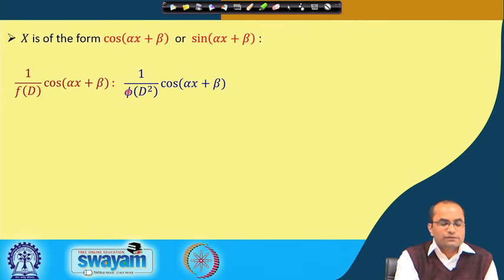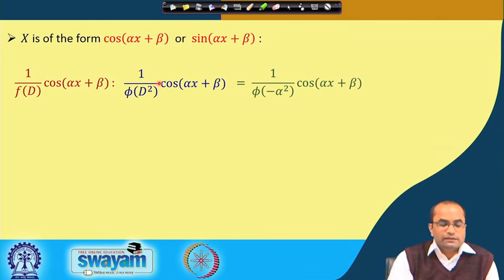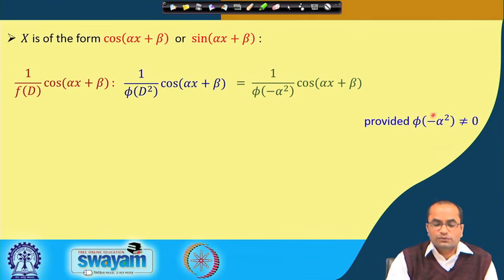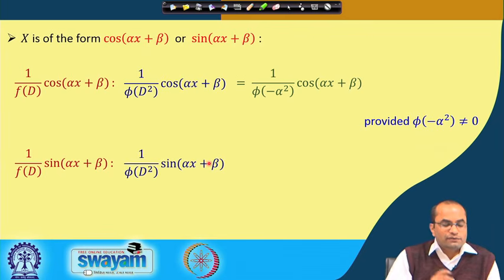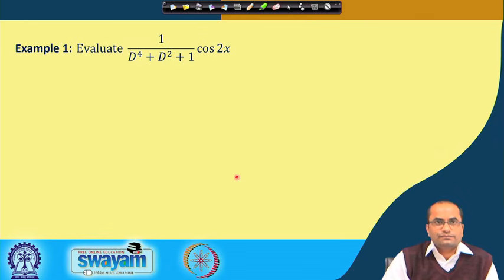Once we have a function of d square operating on cos alpha x plus beta, this d square will be replaced by minus alpha square. Note that phi of minus alpha square must not be equal to 0, otherwise we cannot divide. In the case of sine we have the same result: whenever we apply 1 over a function of d square on sin alpha x plus beta, the result is 1 over phi of minus alpha square times sin alpha x plus beta.